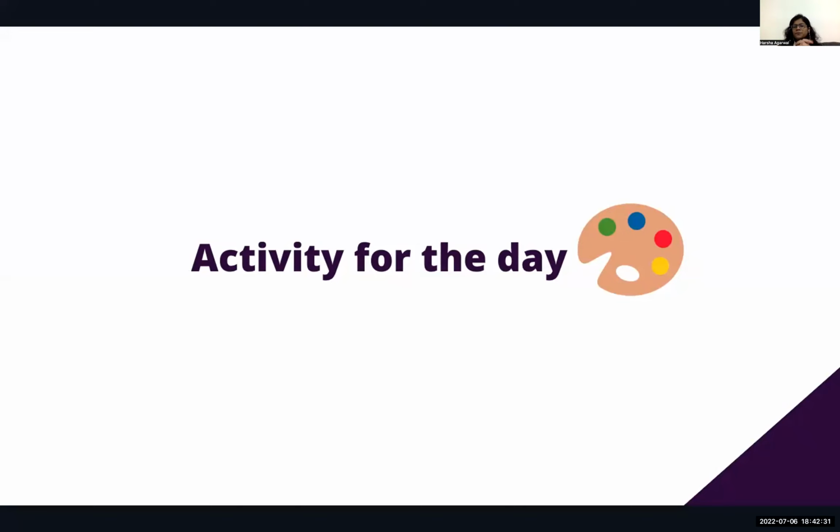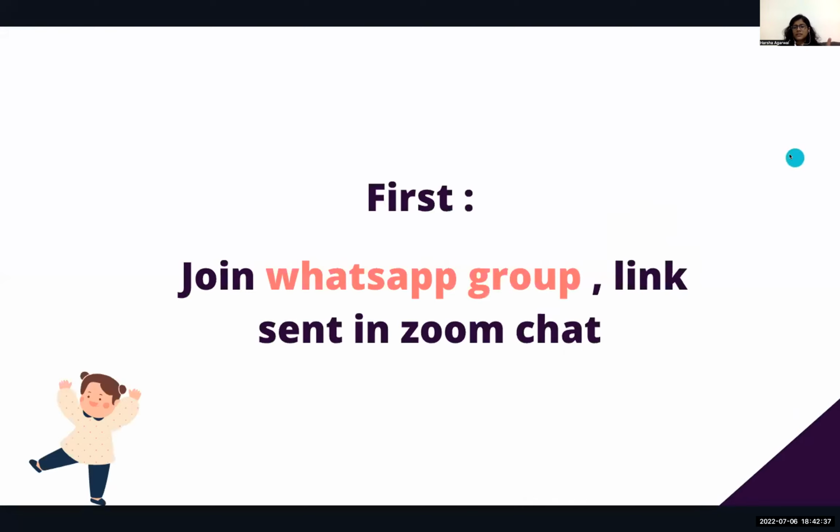And for that, just a very basic activity for all the teachers for the day is this. Okay, first thing which you all have to do is join this WhatsApp group. Okay, I'm going to share the link to all of you for the WhatsApp group which you need to join. Okay, just give me 1 minute. I'll share the WhatsApp group link which you all need to join for the day.